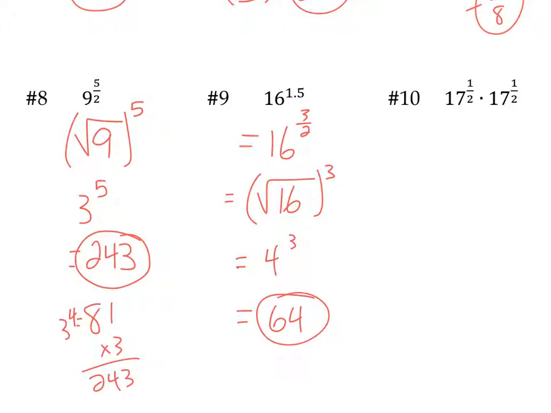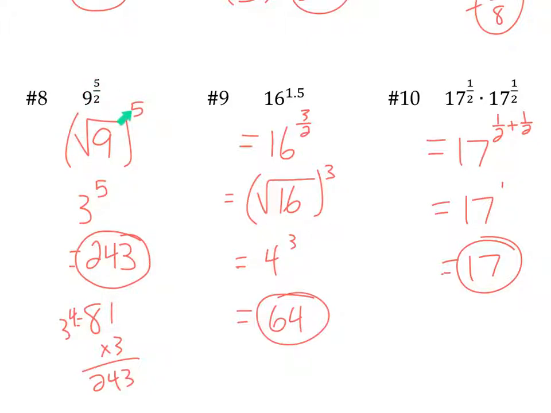17 to the 1/2 times 17 to the 1/2. Since the bases are the same, since we have a base of 17 and another base of 17, we add the exponents, 1/2 and 1/2. And 1/2 plus 1/2 is 1, so this is 17 to the first power. We don't have to write the first power, it's just 17. So know how to work with some of these different situations with radical expressions based on the rational exponents, okay? Rational exponents, fractions, or a decimal that we can write as a fraction, and know how to use the denominator as the root and the numerator as the exponent.